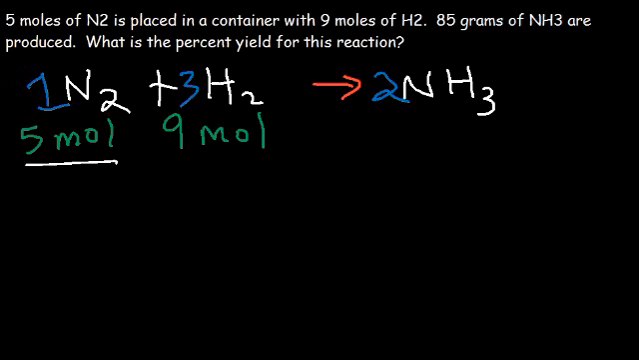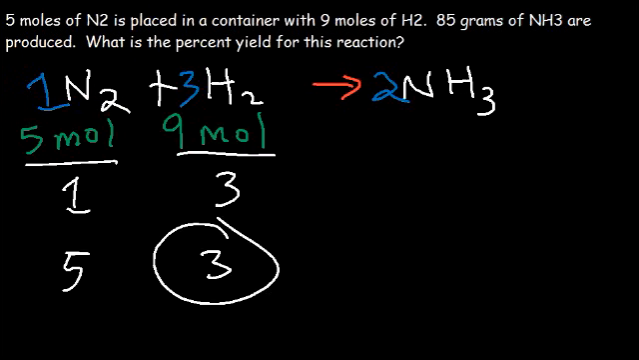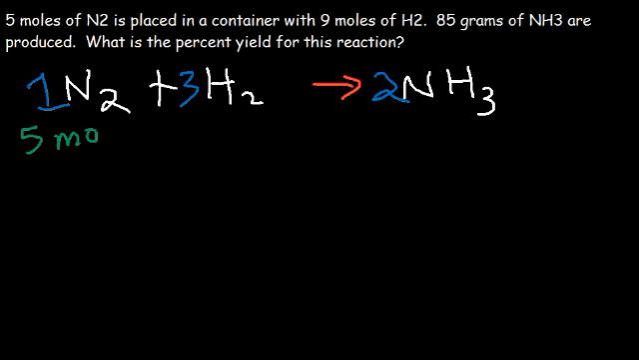So the coefficient for N2 in the balanced reaction is a 1. And for H2, it's 3. So N2 has a mole per coefficient ratio of 5. H2, it's 3. So because H2 has a smaller mole per coefficient ratio, it's the limiting reactant. If H2 is the limiting reactant, that means that the other one, N2, is the excess reactant.